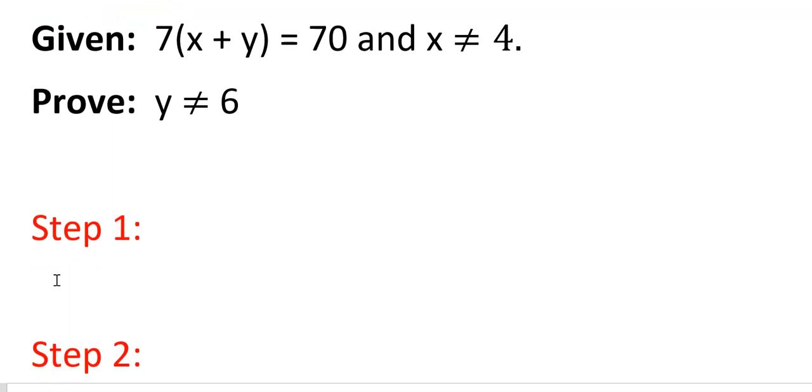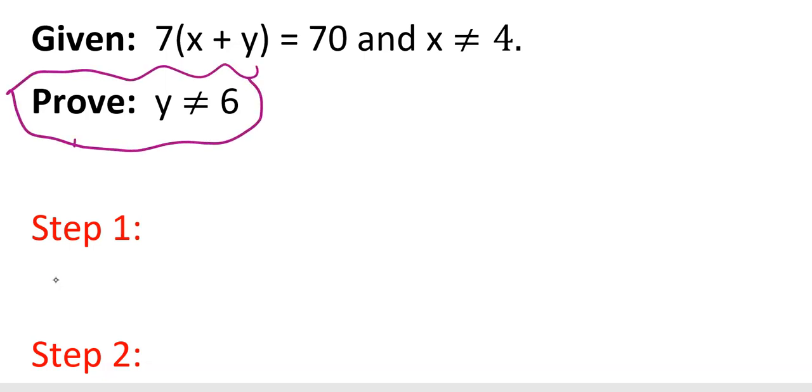So 7 times x plus y equals 70, and x does not equal 4 is the given. The proof statement is y is not equal to 6. So if we're going to do the opposite of this in step 1, we're going to say assume y does equal 6.